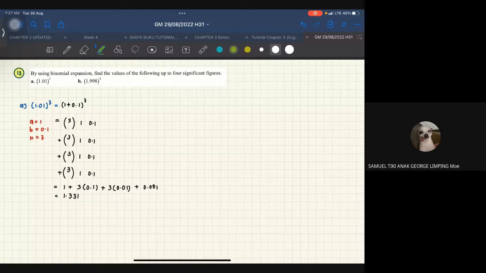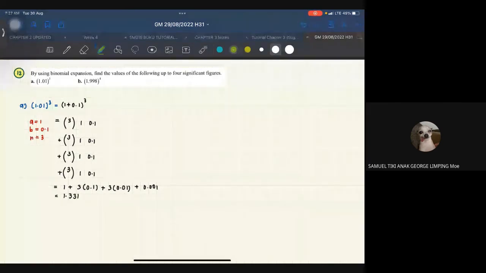Okay, so beza antara soalan yang ini dengan soalan yang previous tadi adalah yang nombor 11 tadi dia dalam bentuk expression. Dia ada variable yang awak tak tahu nilai. So dalam nombor 12, dia adalah constant. It's a number, it's a value. Dia tak ada variable langsung, tak ada X, tak ada Y.